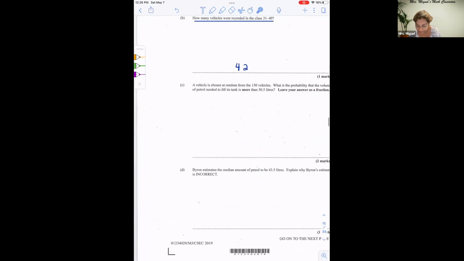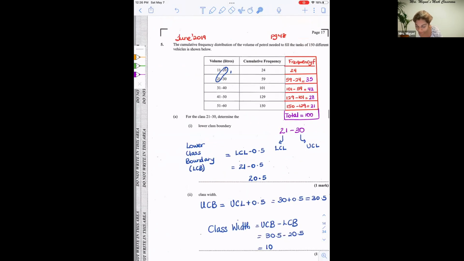A vehicle is chosen at random from 150 vehicles. What is the probability that the volume needed to fill the tank is more than 50.5? So more than 50.5.